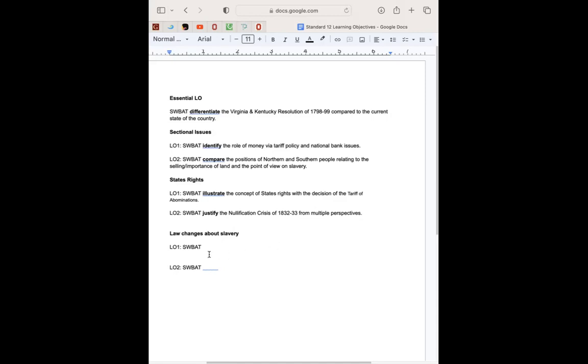Lastly, we're going to look at the law changes about slavery. So looking at the law changes, laws of the land and expansion of the institution, and that institution would happen to be slavery. So you have four subtopics within this: Missouri Compromise, the Wilmot Proviso, and then Compromise of 1850 and the Kansas-Nebraska Act. So it is critical that you are aware of the ins and outs of all four of those things as it relates to the timeline of the United States heading into the Civil War.